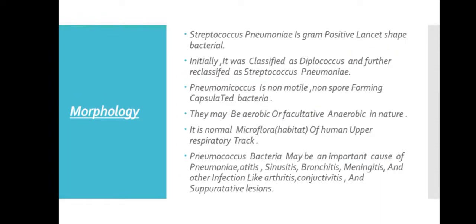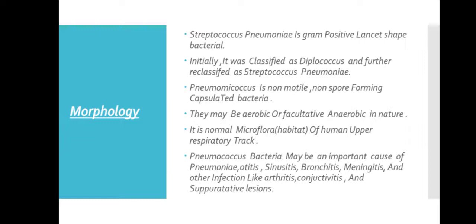Morphology. Streptococcus pneumoniae is gram-positive lancet-shaped bacteria. Imagine a burning candle, the flame which is having one end pointed and other rounded. This kind of shape is known as lancet shape, which is possessed by this bacteria.